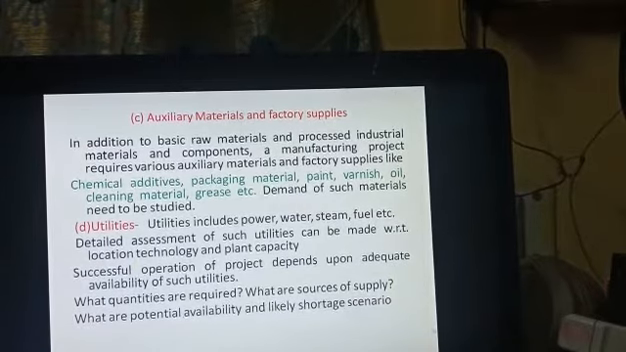Next is utilities. So utilities include power, steam, fuel, etc. A detailed assessment of such utilities can be made with reference to location, technology and plant capacity. Successful operation of the project depends upon adequate availability of such utilities. So what quantities are required, what are sources of supply, that needs to be studied, and what are the potential availability and likely shortage scenario, we will have to keep this in mind.